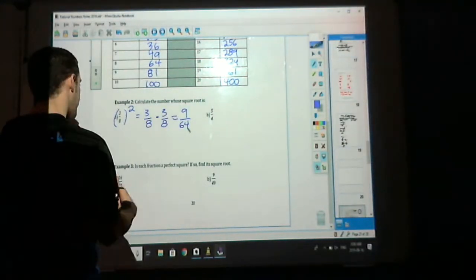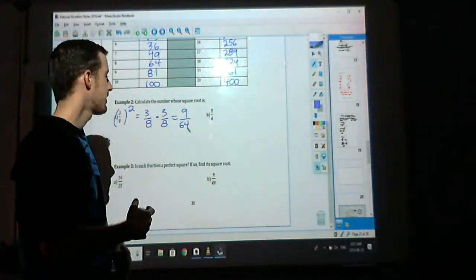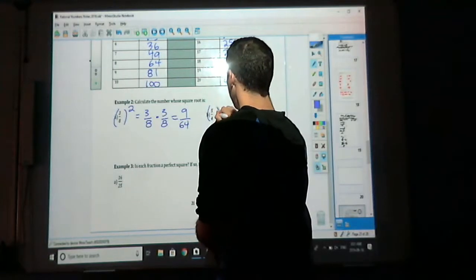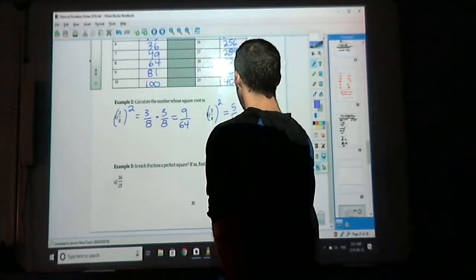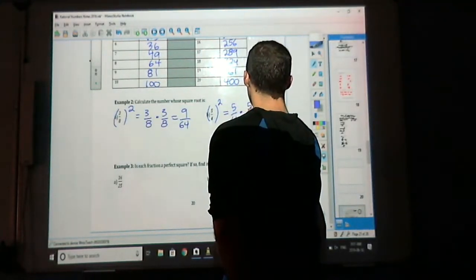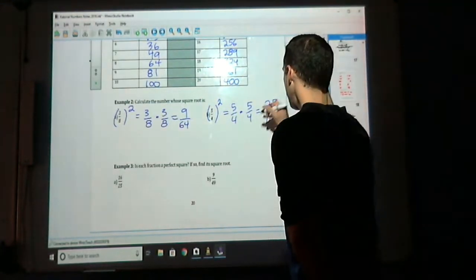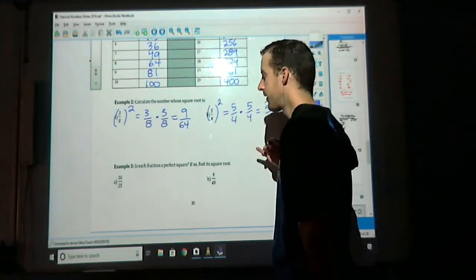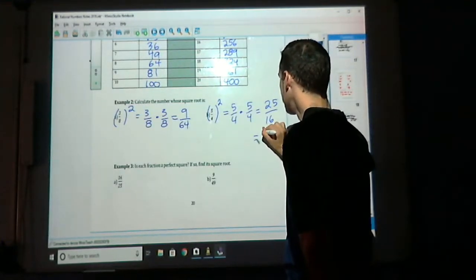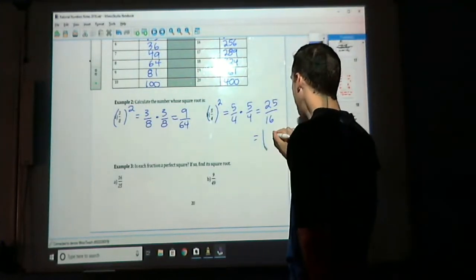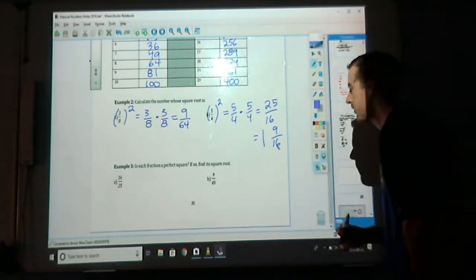And we can always take that and see if it can be simplified. In this case, it cannot. And so we're good to go. Okay, let's do this for the next one. So 5 quarters squared will equal 5/4 times 5/4. So we end up with 25/16. Okay, this one can be simplified in the sense of we can make it not an improper fraction, so 16 goes in 25 once, and then we end up with 9/16 remaining. Okay, and that's as far as we get.